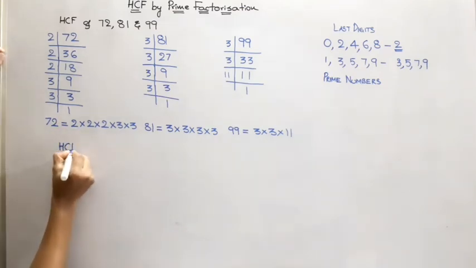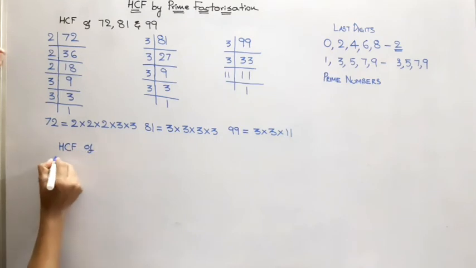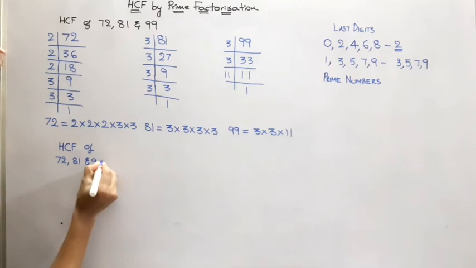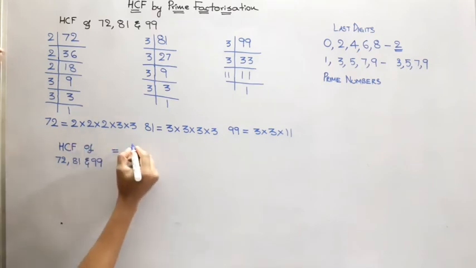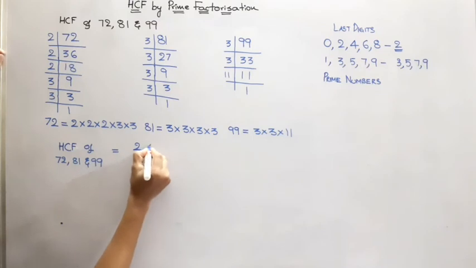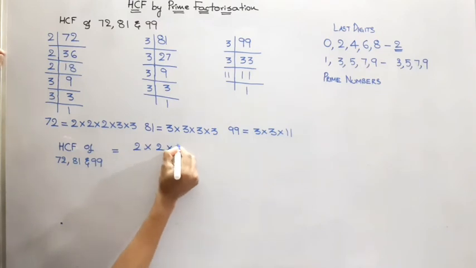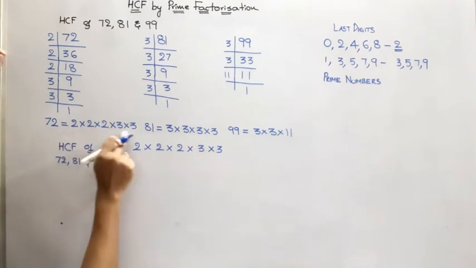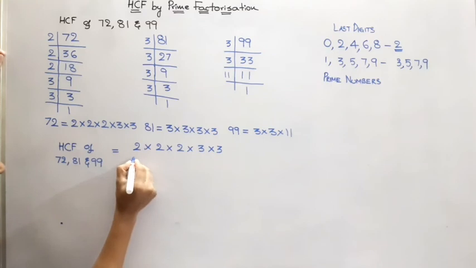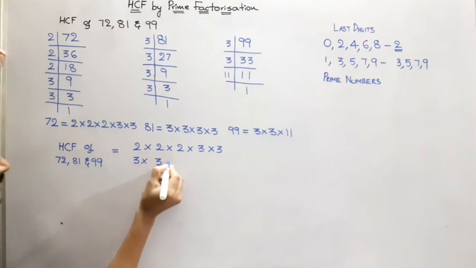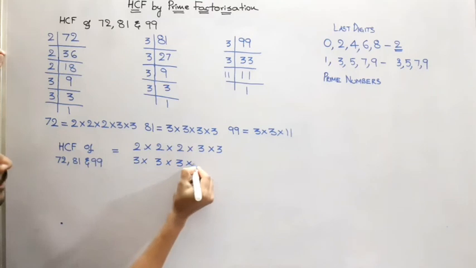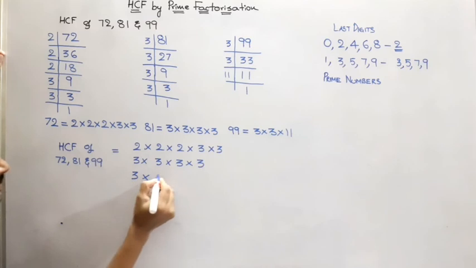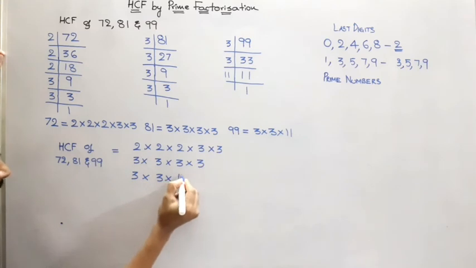Look. HCF of 72, 81 and 99 is equal to, first write the prime factorization we got for 72. 2 into 2 into 2 into 3 into 3. This one, children. Next 81. We got 3 into 3 into 3 into 3. And next 99 we have 3 into 3 into 11.